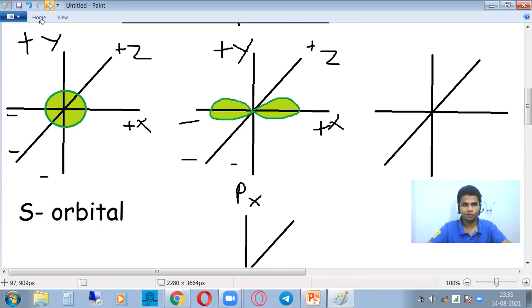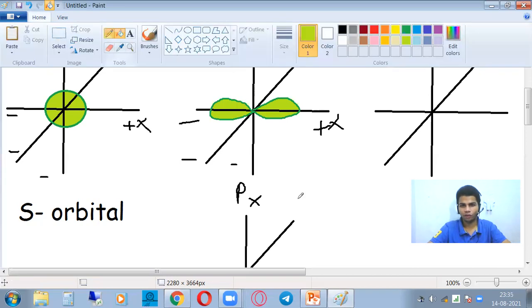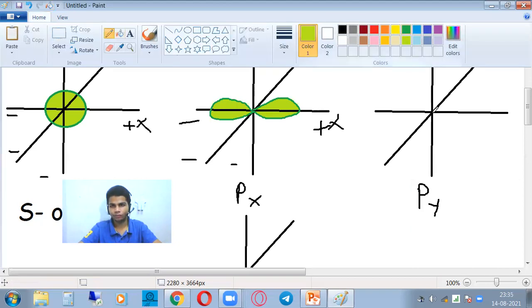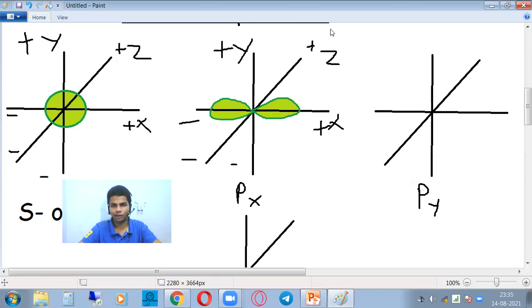Let us talk about the py. If I talk about py, you can see here py. The electron will lie in the y orbital, but before that, let me draw. This one will be the x-axis, this one will be the y-axis, and this one will be the z-axis. So I will draw in the y region, like here the dumbbell, and in this portion you can find the electron. I will highlight this portion as well.